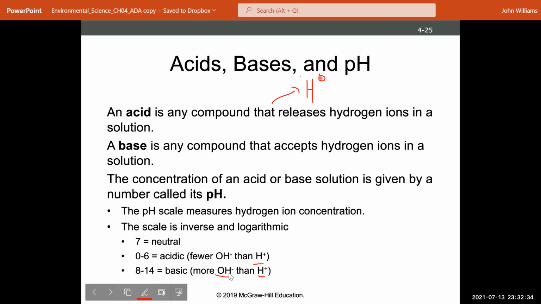Or hydroxide molecules, right? Because you have an OH, right? So acidic, fewer OH, more hydrogen. Basic, more OH, less hydrogen, okay? So the hydrogen concentration determines whether it's acidic or basic, or also alkaline. Base is alkaline as well.